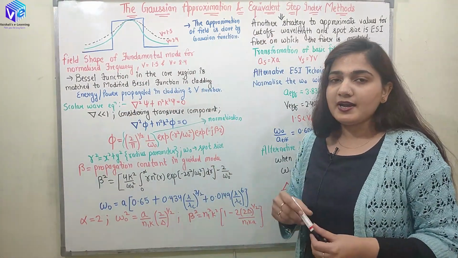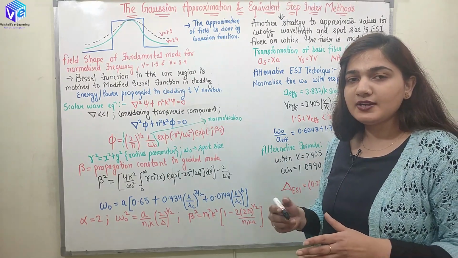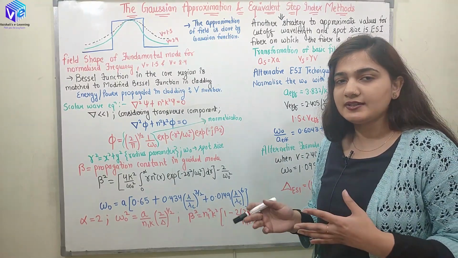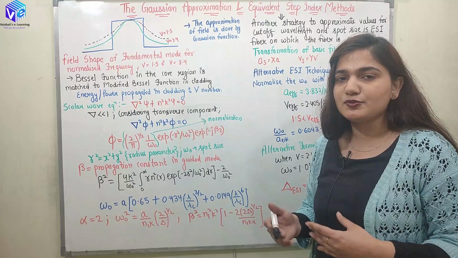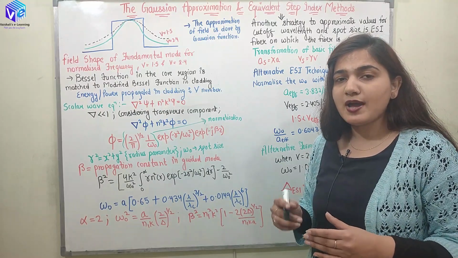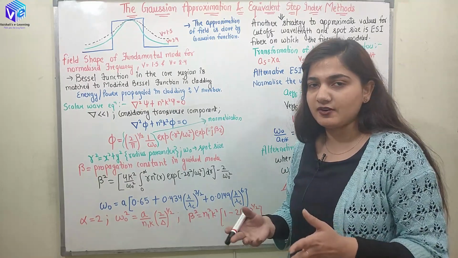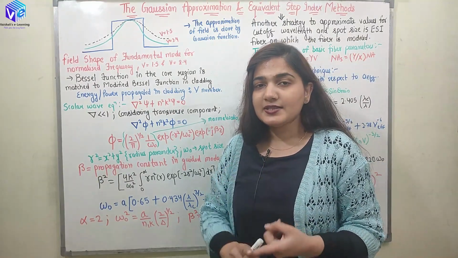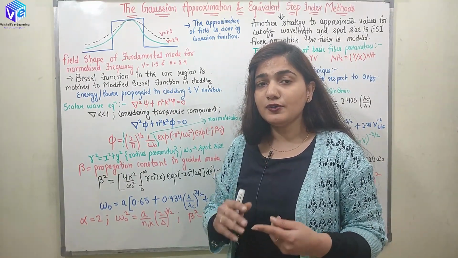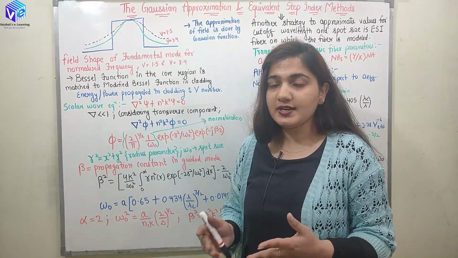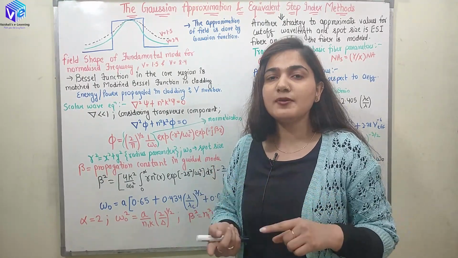Whenever I have the field inside the core and inside the cladding, we know what kind of distribution the field is going to have. Inside the core, it is going to follow the Bessel function. Inside the cladding, it is going to follow the modified Bessel function. So both of them have to be matched.